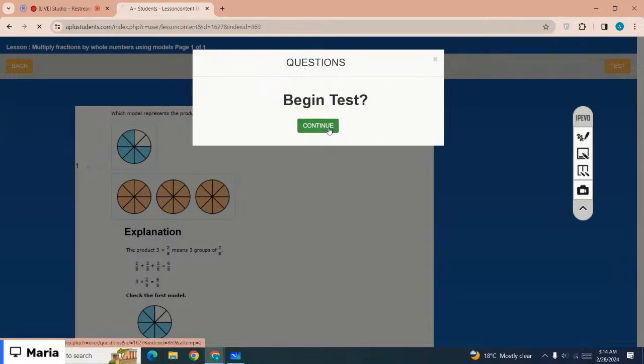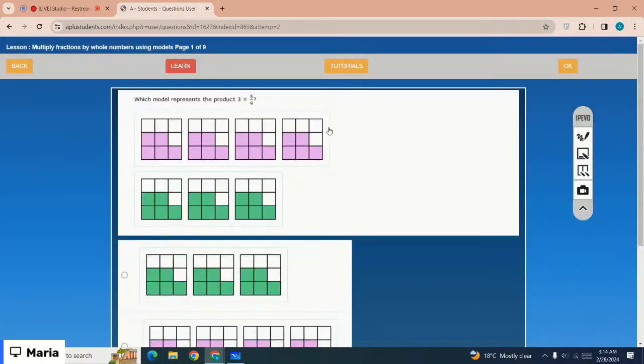Okay, which model represents 3 times 5 over 9? Which is the correct option? 3 times 5 by 9 means you must have 3 groups and each group represents 5 colored out of 9. So which option is the correct one? The purple one or the green one?